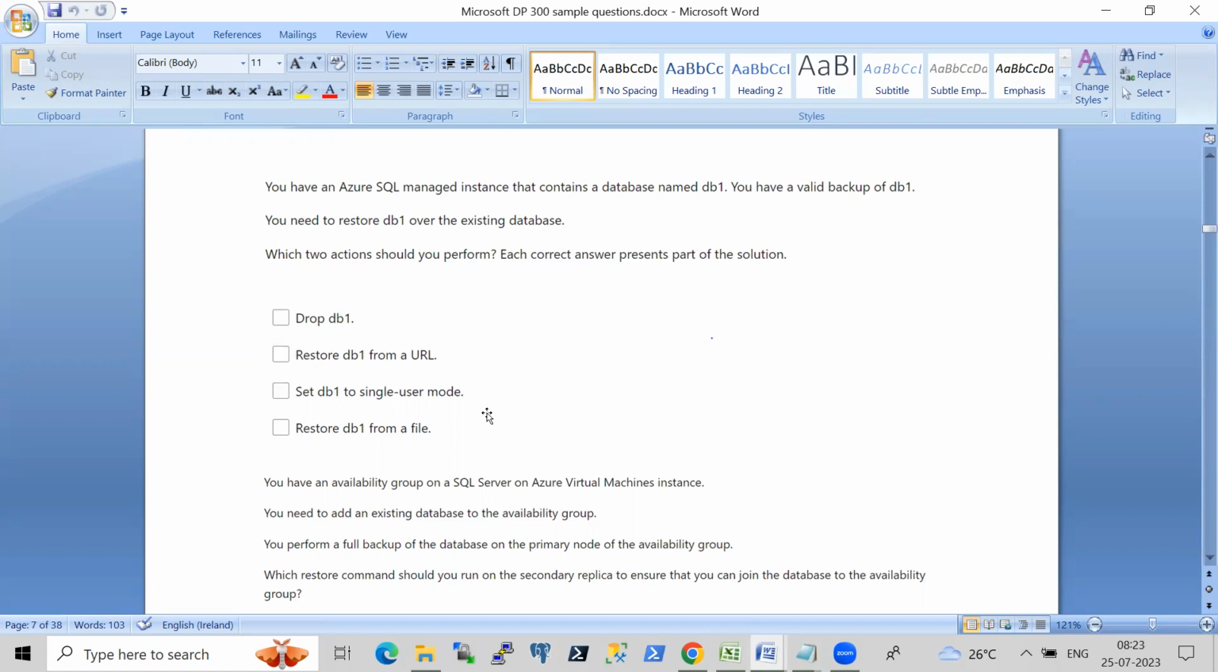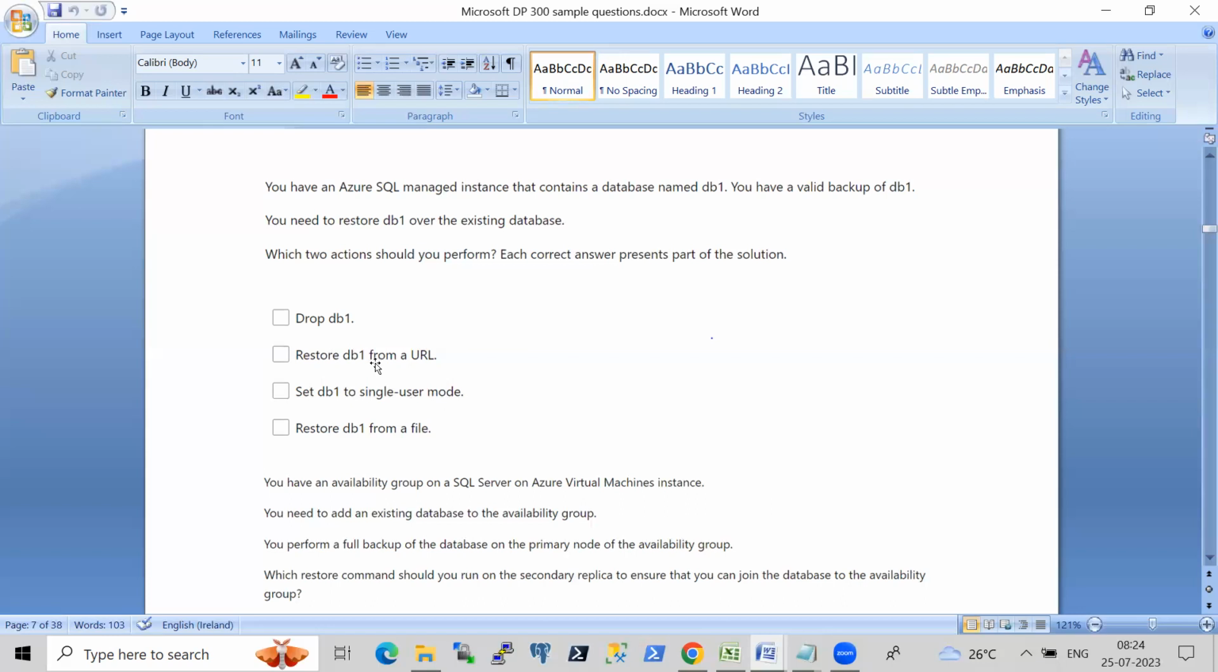So now, coming back to the options, since we cannot overwrite, what should I do? I have to drop the database. So obviously this is the right answer. I have to go with this option. So I'm left with 3 more options. I think even single user mode is not possible. I believe so, but I will check this option.